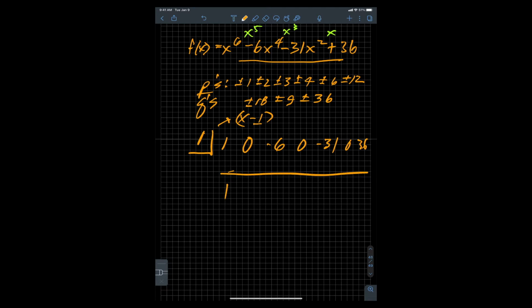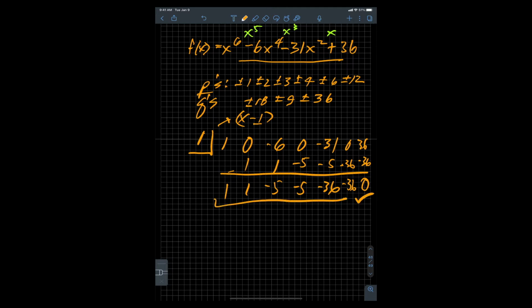Drop down the 1. 1 times 1 is 1. Add those two numbers, that's 1. 1 times 1 is 1. Add those two numbers is negative 5. 1 times negative 5 is negative 5. Add those two numbers, I get negative 5. 1 times negative 5 is negative 5, and I get negative 36, and it looks like it's going to work. 1 times negative 36 is negative 36. Add that to 0, I get negative 36 again. Multiply that times 1, and I get negative 36, and add that and get 0. Pow.